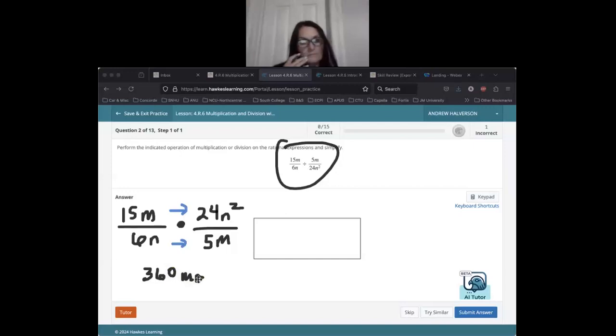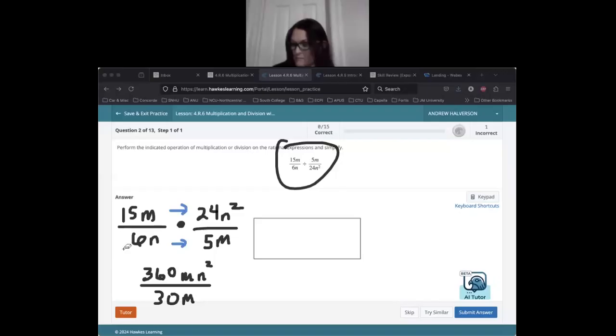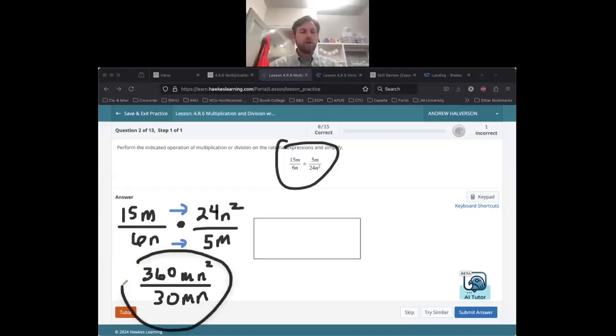N squared. Oof, that's a terrible n, looks like an r. 360 mn squared over 30 mn. Do y'all see how I got this part? I multiplied the 15 and the 24 to get 360, and then m times n squared is just mn squared. The bottom is 6 times 5 is 30, and then bring the m in. So now we need to simplify.